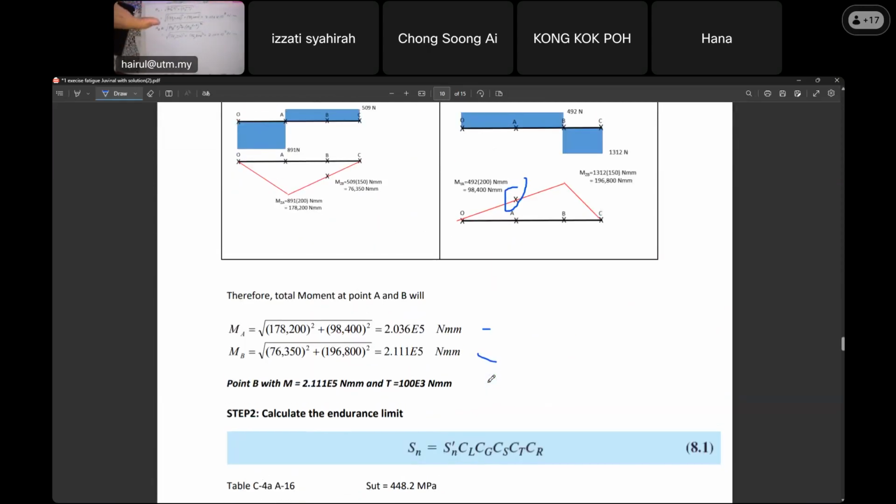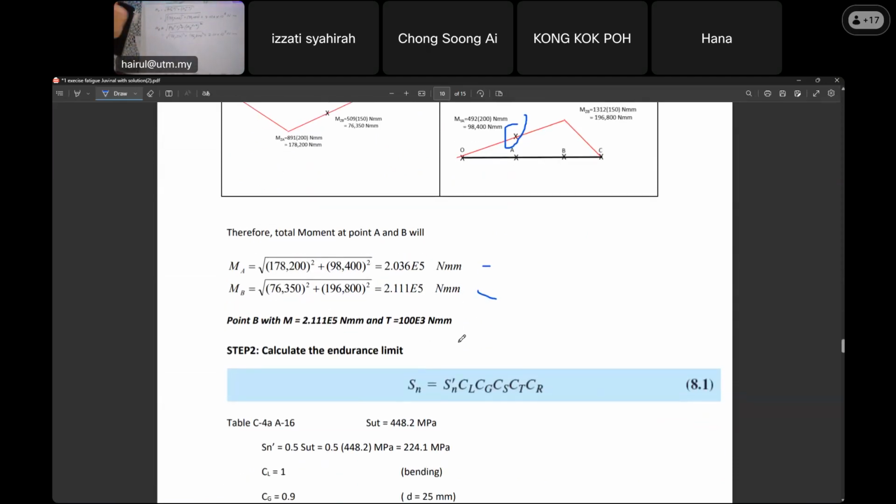Total moment is the square root of moment in the XY plane squared plus moment in the XZ plane squared at B. So B is the point we need to analyze. Understand, class? Clear? This is B, the moment. Okay, then since we know the moment, what do we calculate? Bending stress at B. So B is critical.